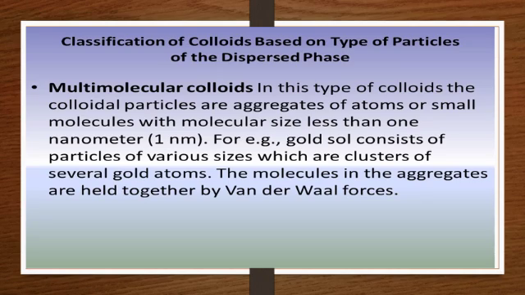Multimolecular colloids. In this type of colloid, the colloidal particles are aggregates of atoms or small molecules with molecular size less than 1 nanometer. For example, gold sol consists of particles of various sizes which are clusters of several gold atoms. The molecules in the aggregates are held together by van der Waals forces.